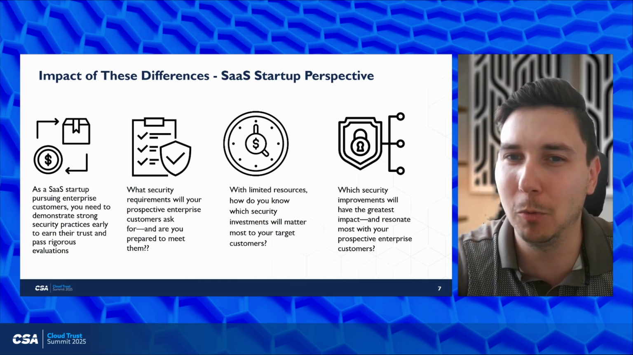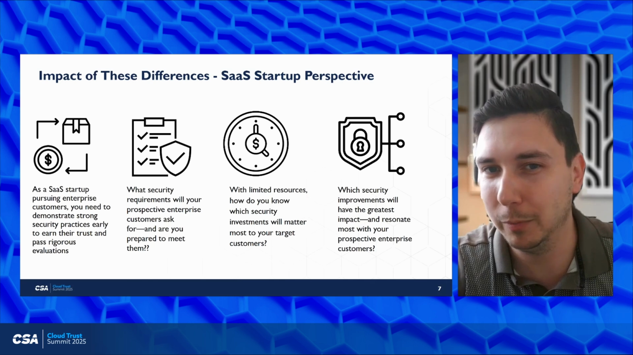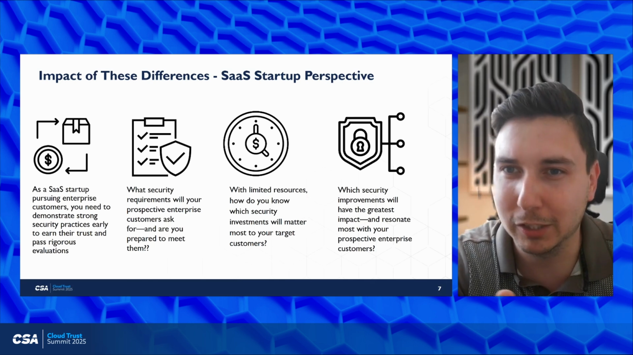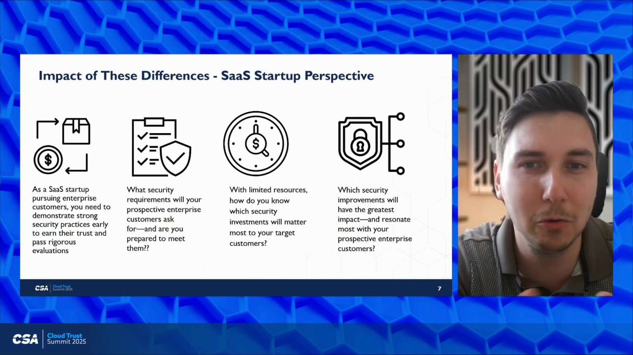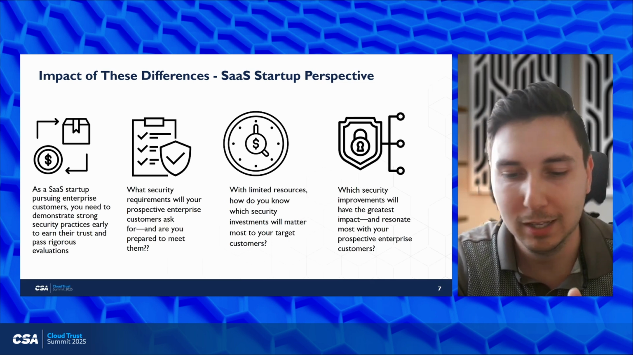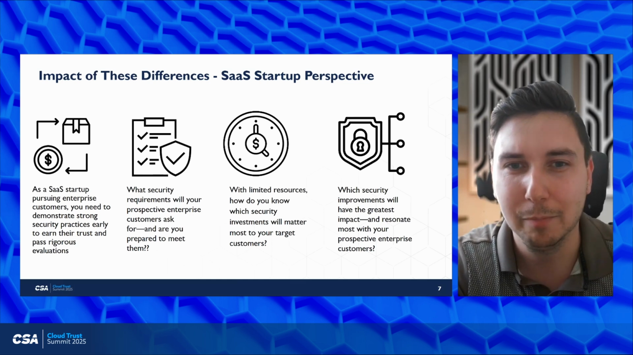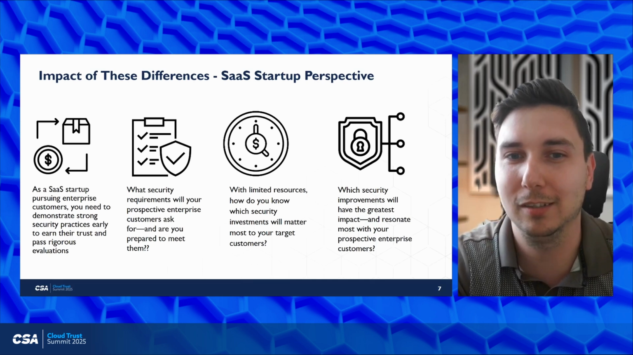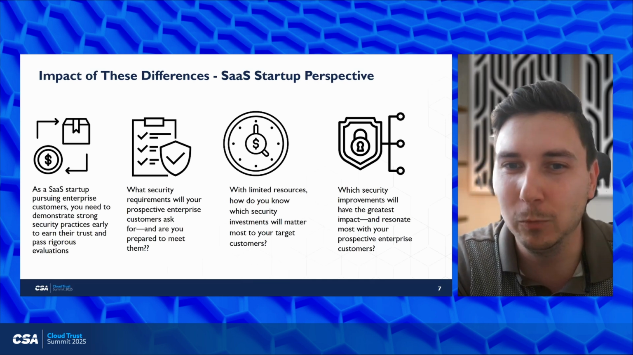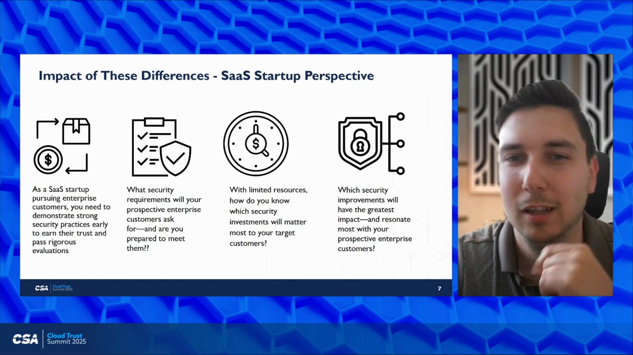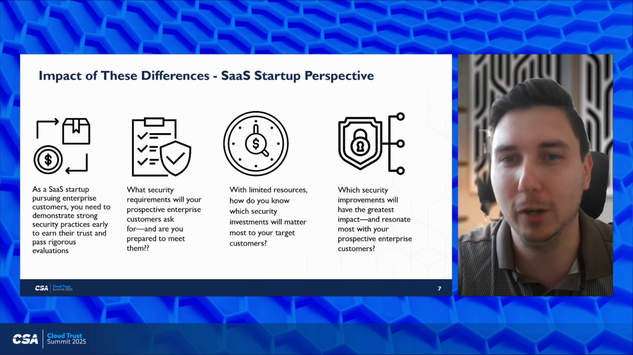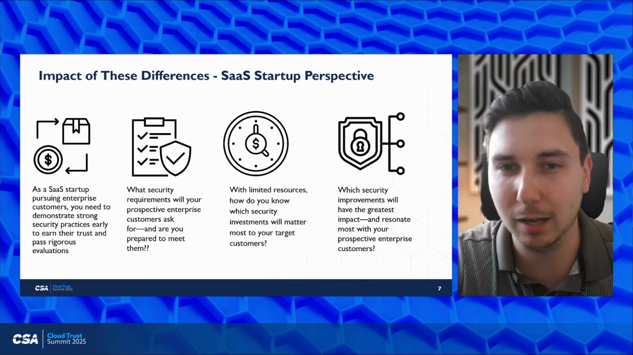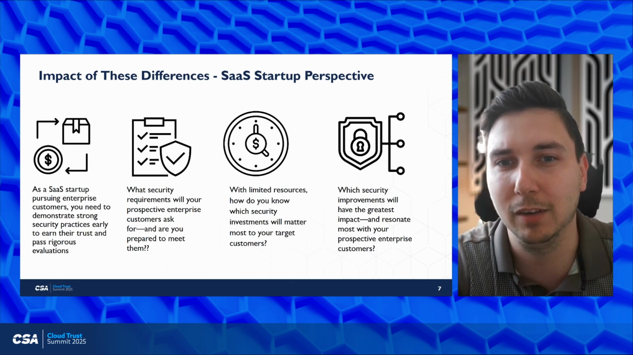Now, if I was a small startup and I was going to sell to large enterprise customers, I know that they're going to be asking me to show my security practices. I know that they're going to be asking me to prove that I have some security capabilities. But the issue I'm seeing as a small startup is that I have limited resources. So how do I know which investment will matter most to my customers? Because of this disparity and different requirements across the industry, it is very difficult for me as a small startup to invest my resources effectively.